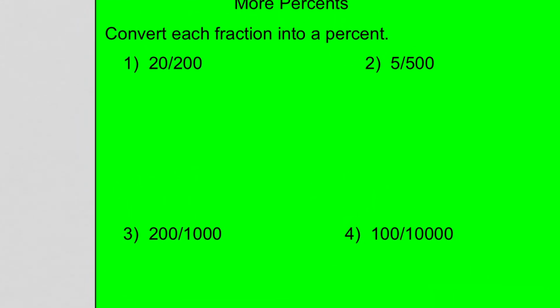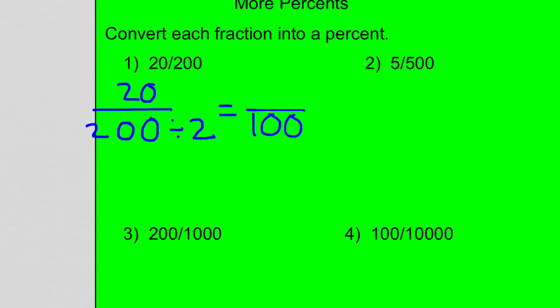Well, number 1, 20 out of 200. Well, percent means out of 100. What could I multiply or divide by to get 200 into 100? Well, I could chop it in half to make it out of 100. And if I chop the bottom in half, then I have to chop the top in half. And I get 10 out of 100. And once it's out of 100, that tells me the percent. That's 10%.